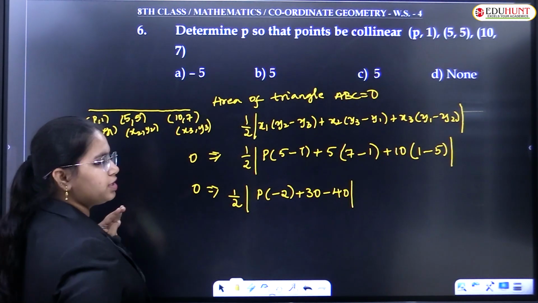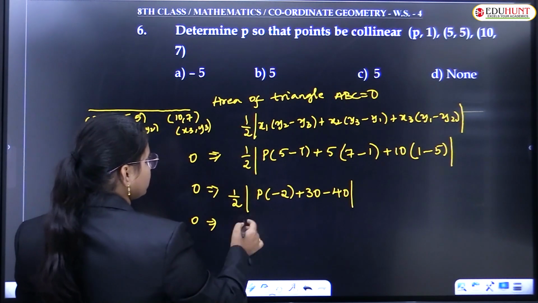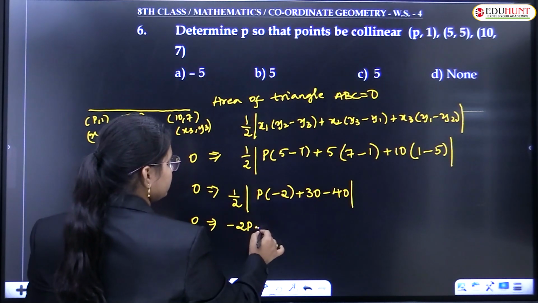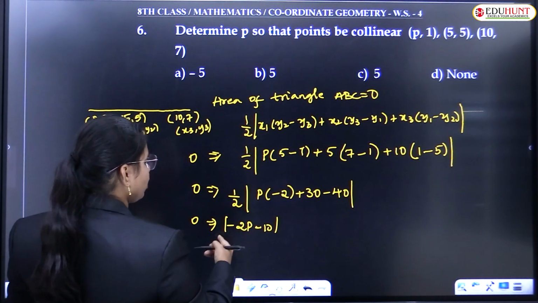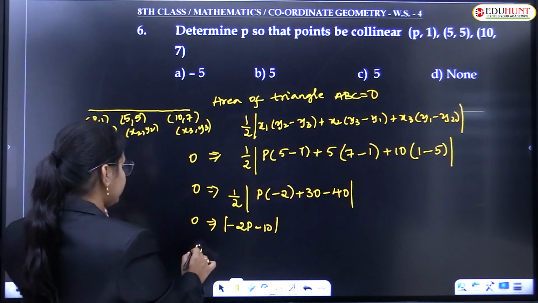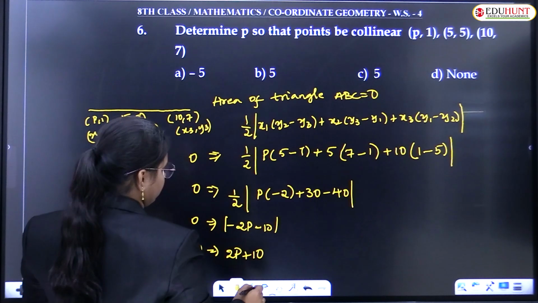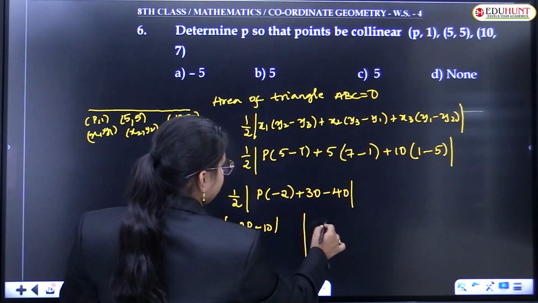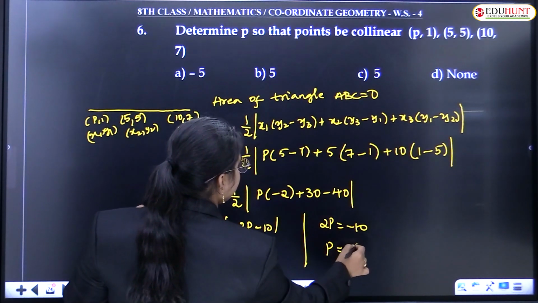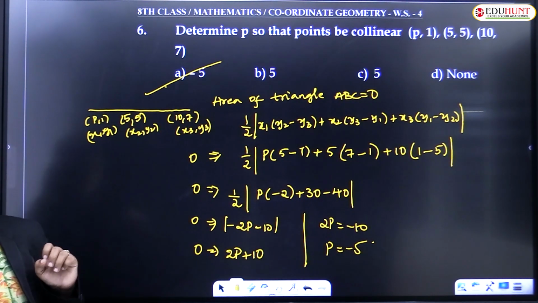So transfer the 2 to that side, 2 into 0 will become 0, right? So this will become minus 2P plus 30 minus 40, which is minus 10. Take minus common, but it is inside the modulus function. Mod is never negative, so it will open as 2P plus 10. So 2P is equal to minus 10. P value is equal to minus 5. 10 divided by 2 is 5, so P is minus 5. Option A will be the answer.